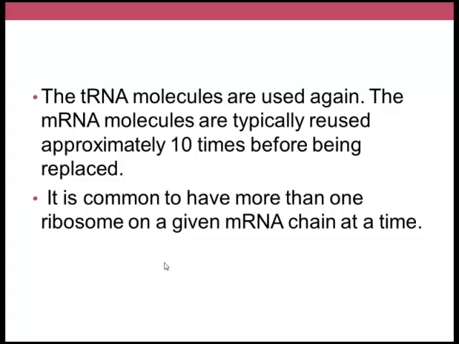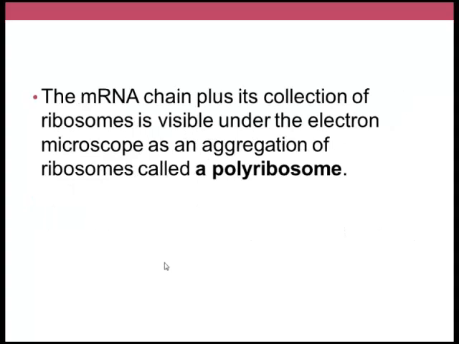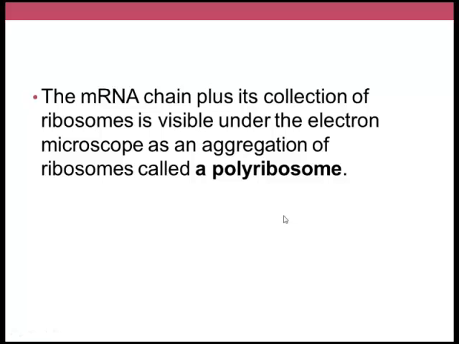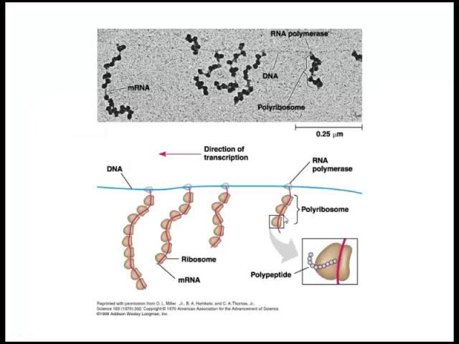It is common to have more than one ribosome on a given mRNA chain at a time. The mRNA chain, with its collection of ribosomes, is visible under the electron microscope as an aggregation of ribosomes called polyribosomes. So this is the image by electron microscope, and here the polyribosomes consist of mRNA and the polypeptides and their collection on the ribosomes.